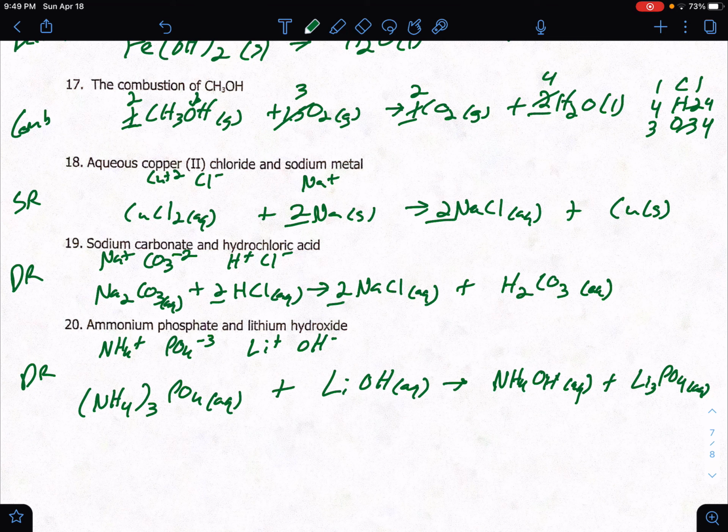I have 3 ammoniums on the left, only 1 on the right. So I'm going to put a 3 in front of this. That changes my hydroxides to 3, so I need to change my hydroxides to 3 on the left. So I'm going to put a 3 in front of this. That fixes my hydroxides, and now my lithiums match, and now my phosphates match. Okay, so that's pretty much it.